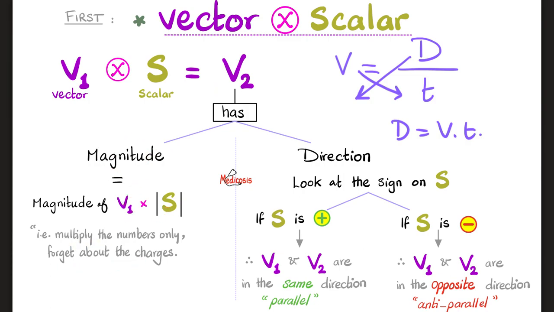For example, suppose that this was -2 and this was 3. Forget the negative, just get the 2, get the 3. 2 times 3 is 6. That's the magnitude of the resultant vector. Okay, this is how I get the magnitude of the resultant vector.